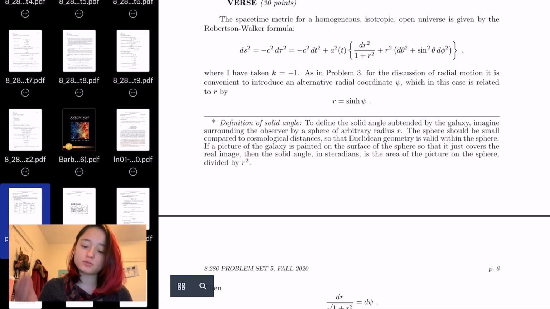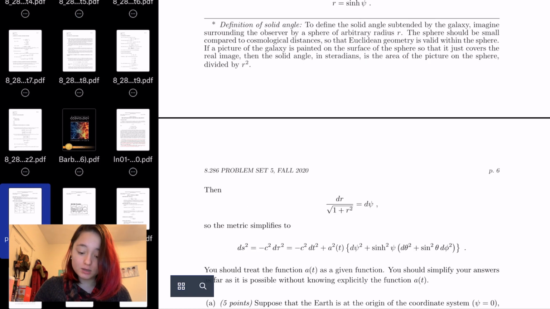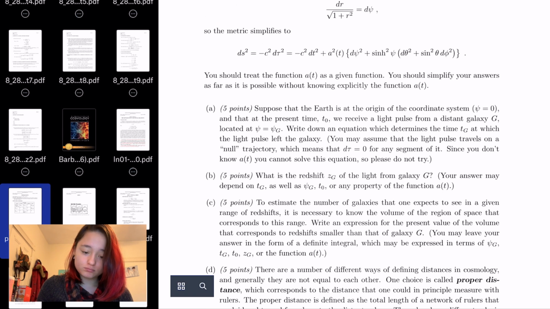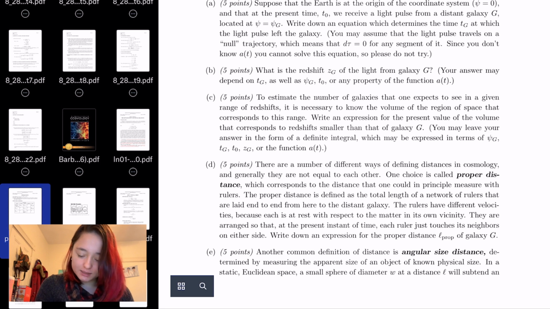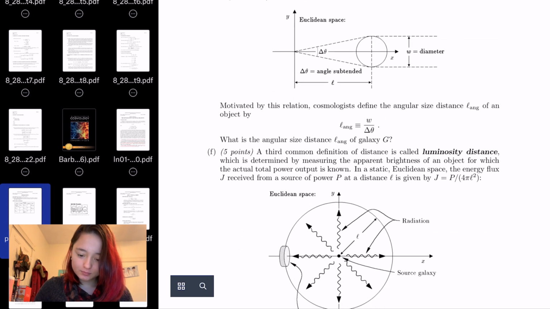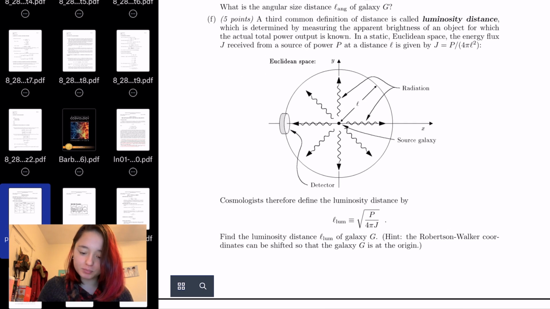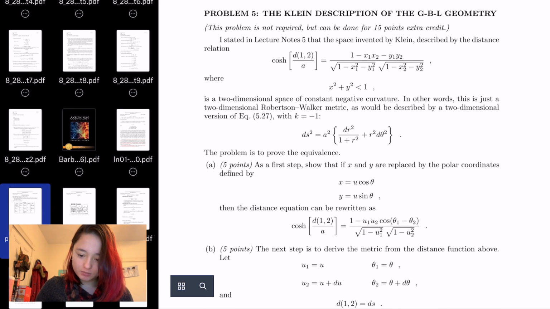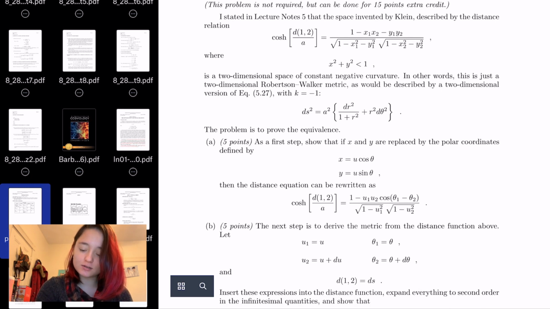We're given the metric for a homogeneous isotropic open universe this time. And then it also simplifies to another form, just like the previous problem. And then it asks some questions about the open universe this time. So, similar diagrams to the previous problem. Lots of different parts. All right, problem 5, the Klein description of the hyperbolic geometry.